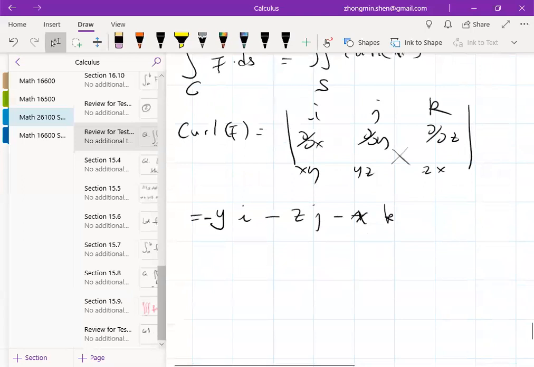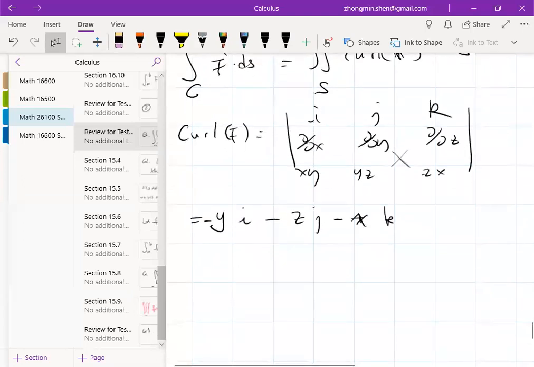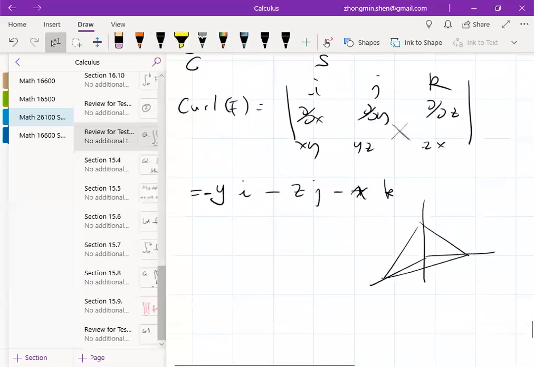Okay, so this is a curved vector. Look at this picture again, the surface. Here, this is the surface. The normal vector is already given. So what is the graph of the surface?